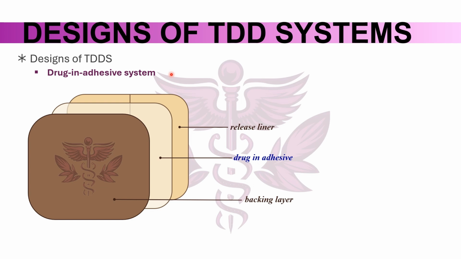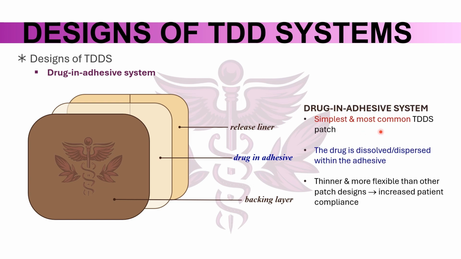This patch consists of 3 components: the backing layer, the drug, and the release liner. But notice here that the drug is incorporated into the adhesive. That means that when this patch is applied to the skin, the drug will diffuse from the adhesive directly into the skin. It is the simplest and most common transdermal drug delivery system, since there are minimal layers that the drug has to diffuse through to reach the skin.